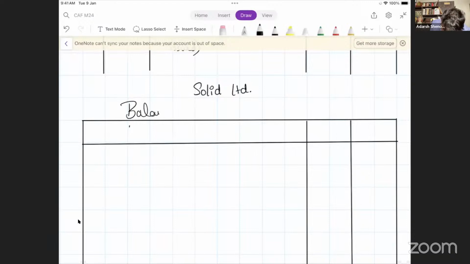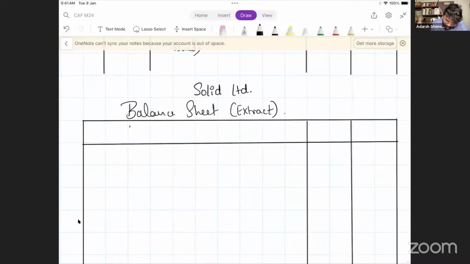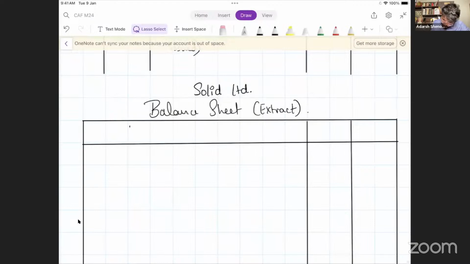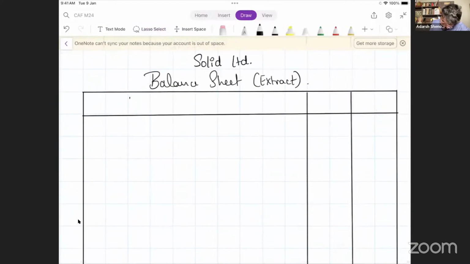Balance sheet extract. Bonus issue. The dates are not given, so I'm not going to write the balance sheet date. Just going to write balance sheet extract. Note number and amount. Particulars.